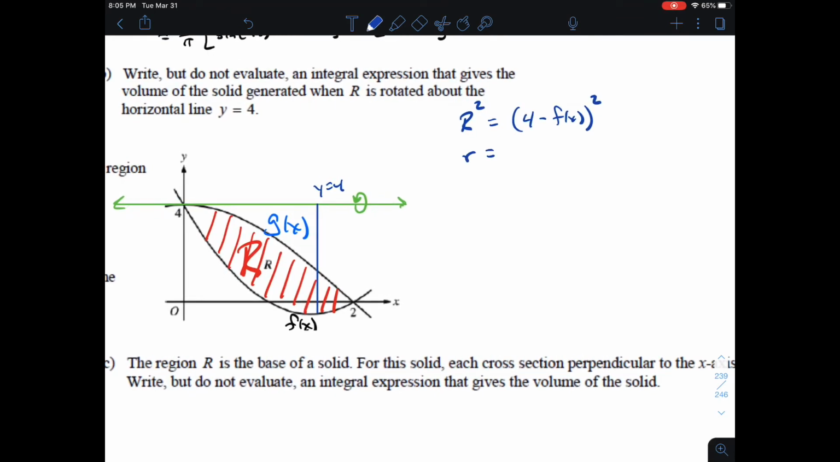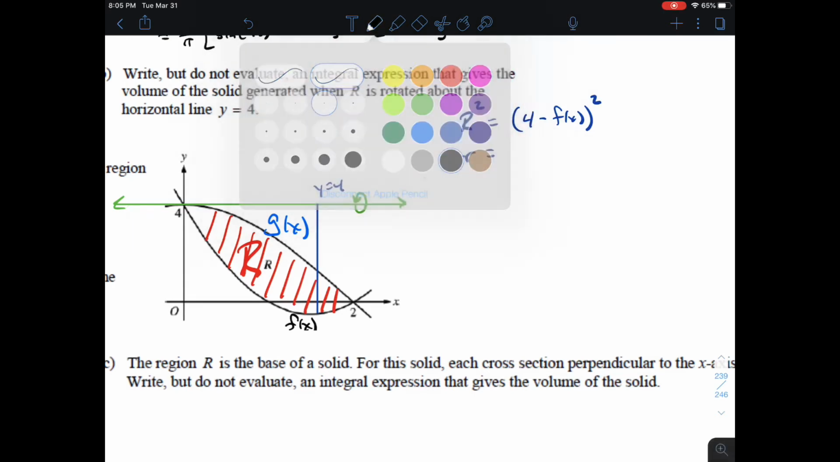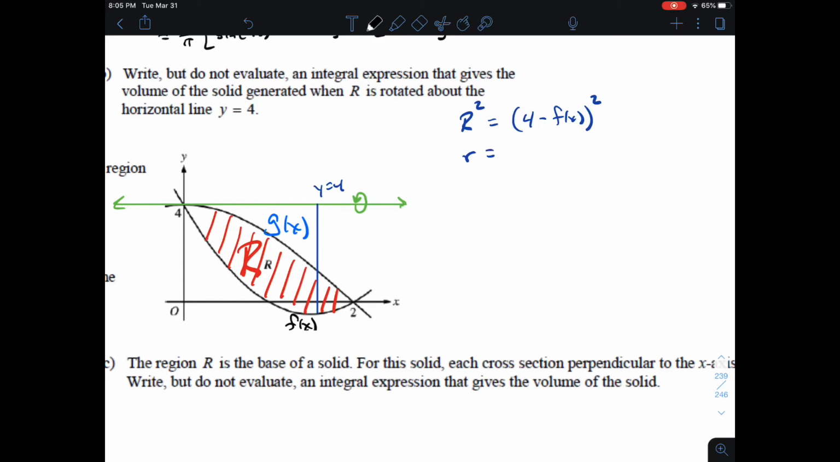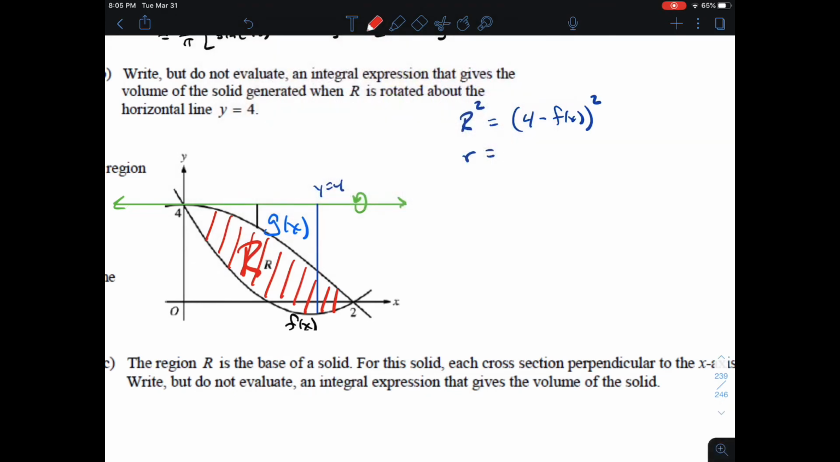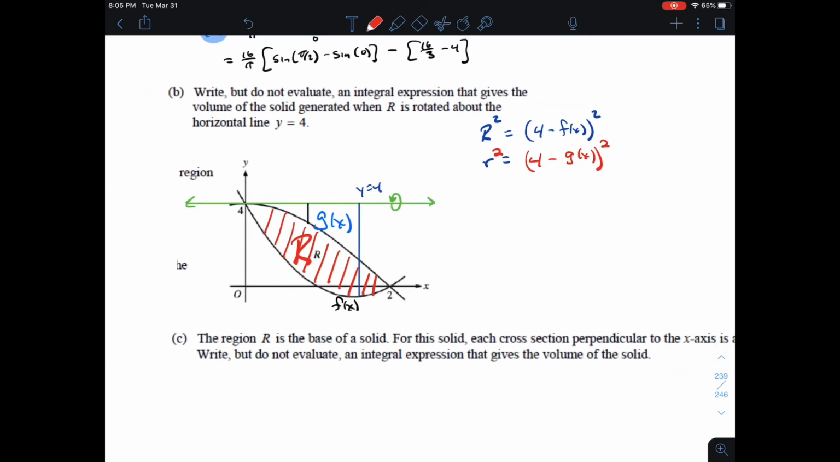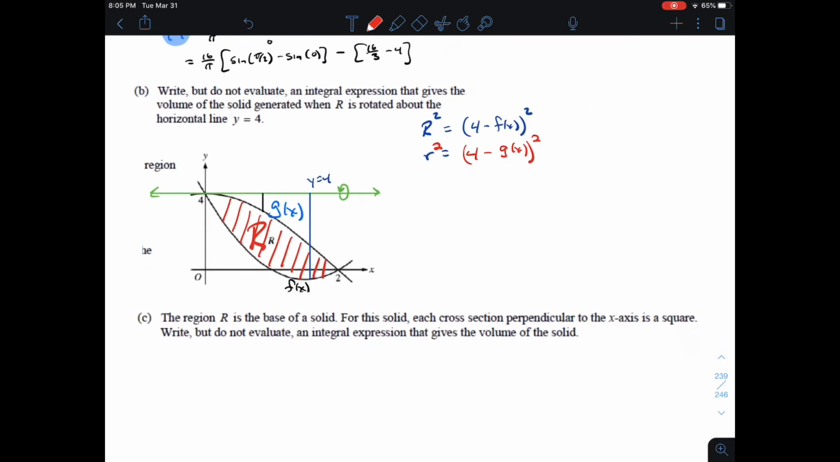Little r, that is the distance that the axis of rotation is to the closest curve. That's g in this case. So it's upper minus lower. That's what little r is. Area of a circle is pi r squared, so we need to square it. So we're supposed to write but not to evaluate this expression.